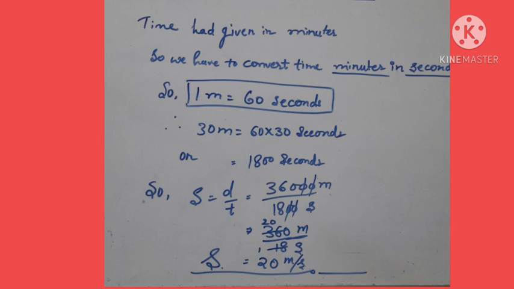So we can easily find the speed in meters per second. Speed equals d by t, where d equals 36,000 and time equals 1800. When we divide, we get the answer 20 meters per second. This means the car moves 20 meters per second. In 1 second it moves 20 meters. Like that we can get the speed of a vehicle.